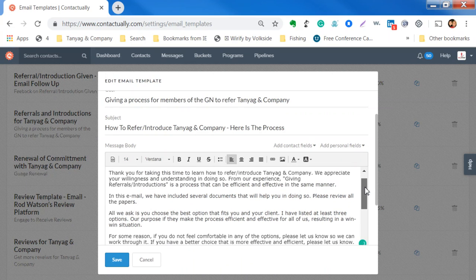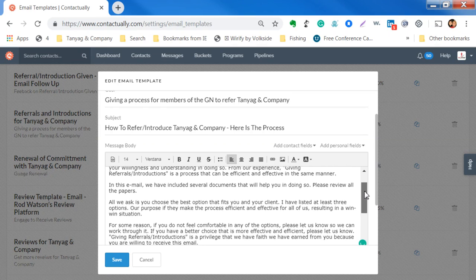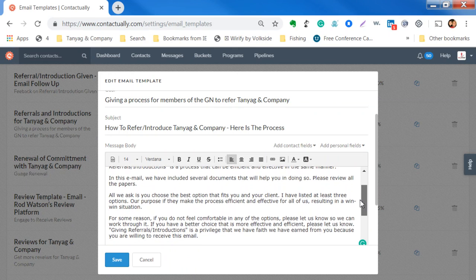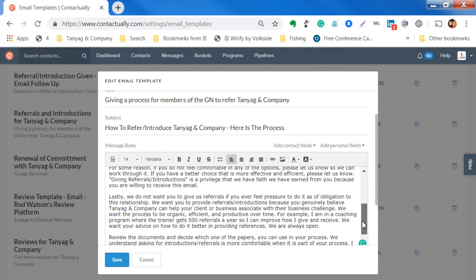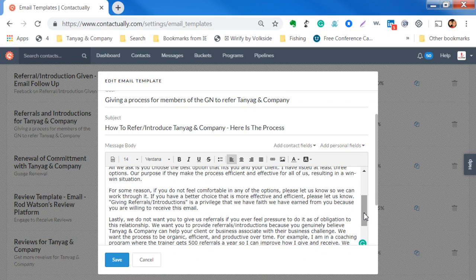So in this email, there are several documents, but really it's basically one long document. What I'm going to do is give you three options: tell you who I want to meet, how to qualify them, what to say, and how to do it. The reason we do this is because we don't want you to feel obligated. If you're not comfortable, let us know. But we want to make the process simple, and we want to help you be good at this.